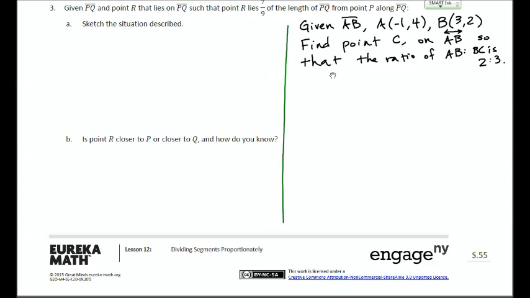Now this is a bit different. Let me sketch a picture so we know what we're looking at. So I have a point A, which is at negative 1, 4. That's A. And B is 3, 2. That's B. And somewhere on this line is a point that's called point C. I'm not sure where it is, but it's over here somewhere. So that this length AB to the length BC has a ratio of 2 to 3.